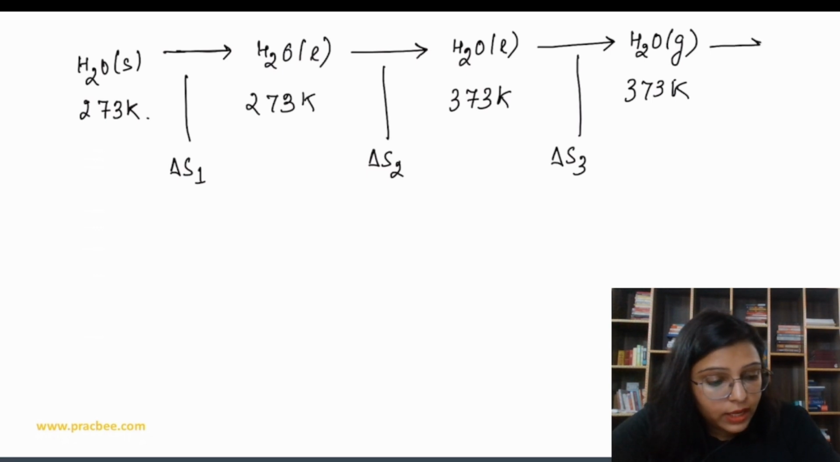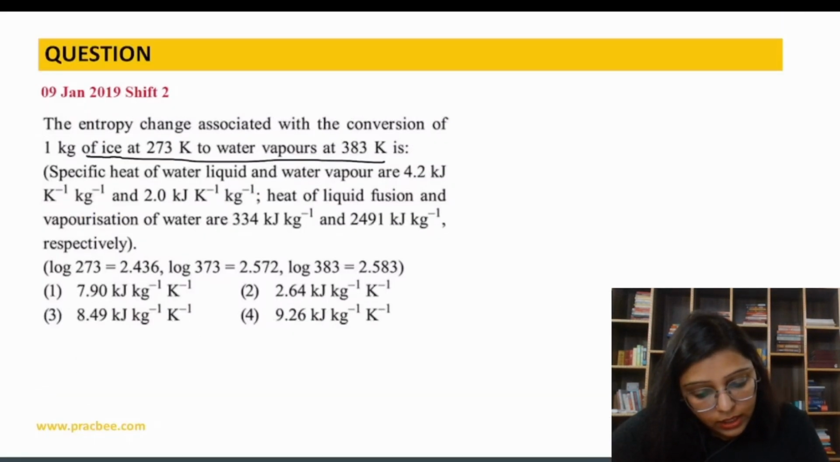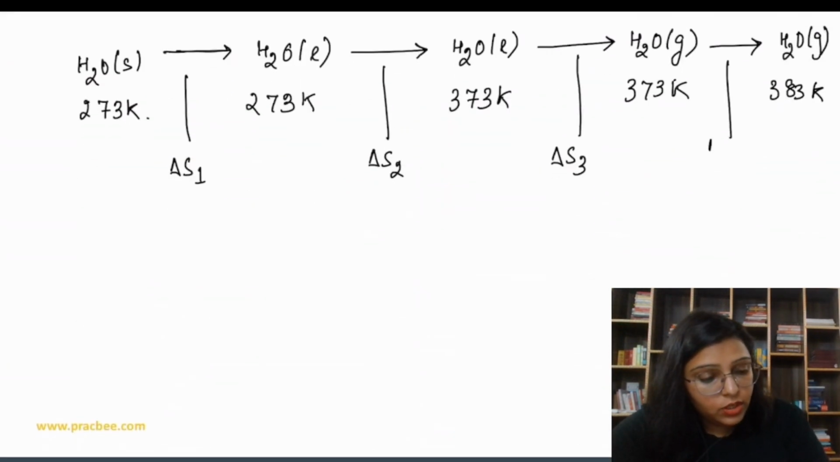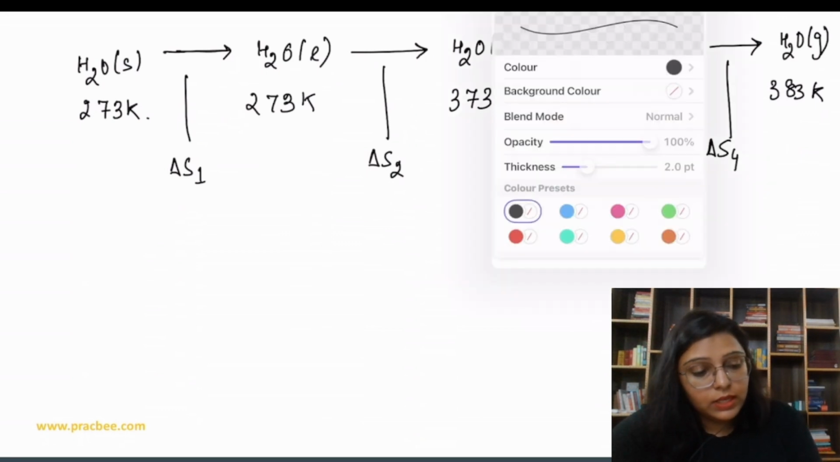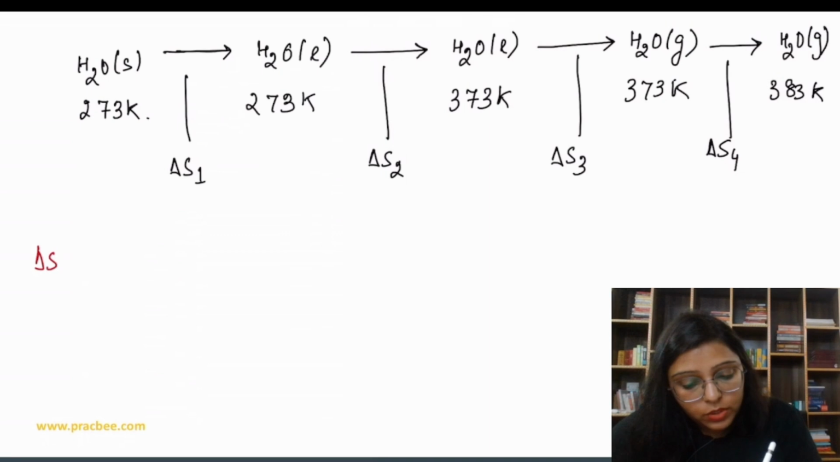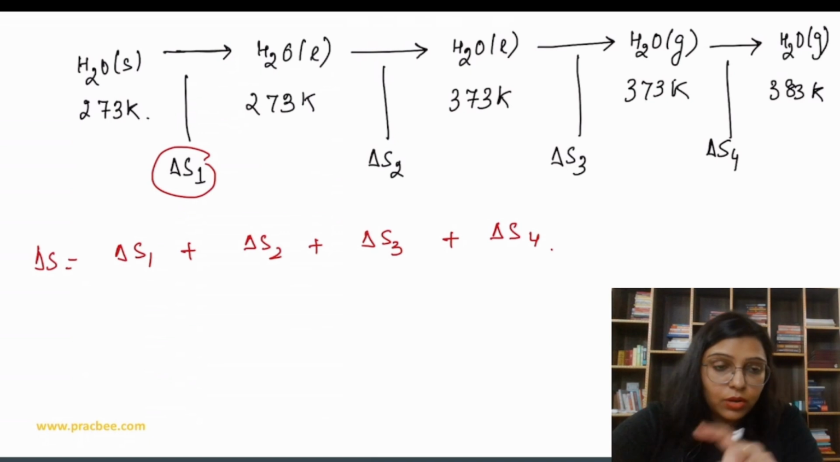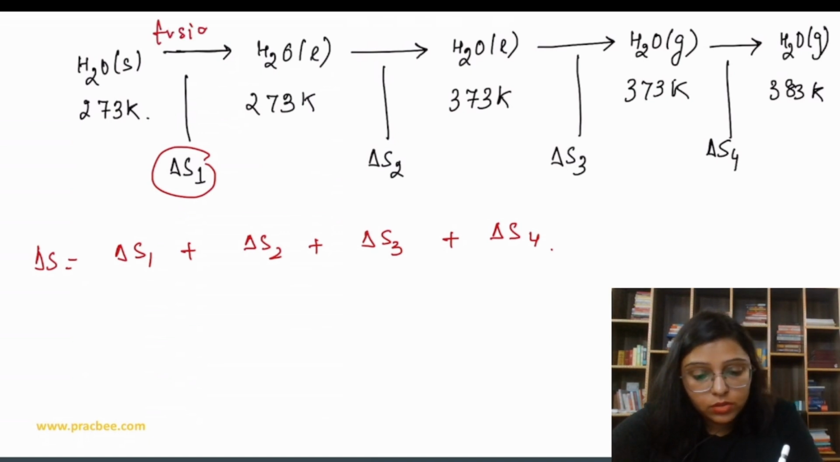And then H2O gas at 373 Kelvin is converted to H2O gas at 383 Kelvin. So the entropy change for this process is delta S4. It means total entropy change is going to be delta S1 plus delta S2 plus delta S3 plus delta S4. So see, for delta S1, what is the process? Solid is converted to liquid. So this is the fusion process. So we can say delta S1 is equal to delta H fusion by T.